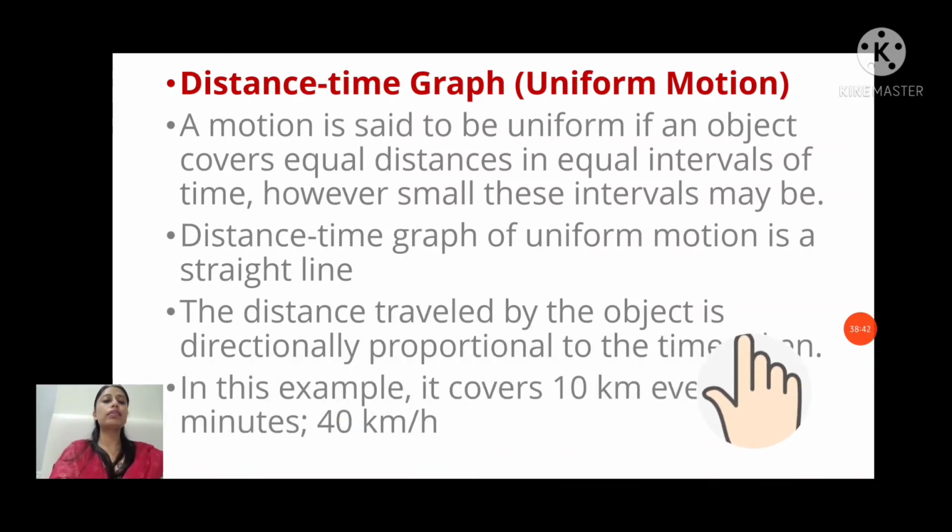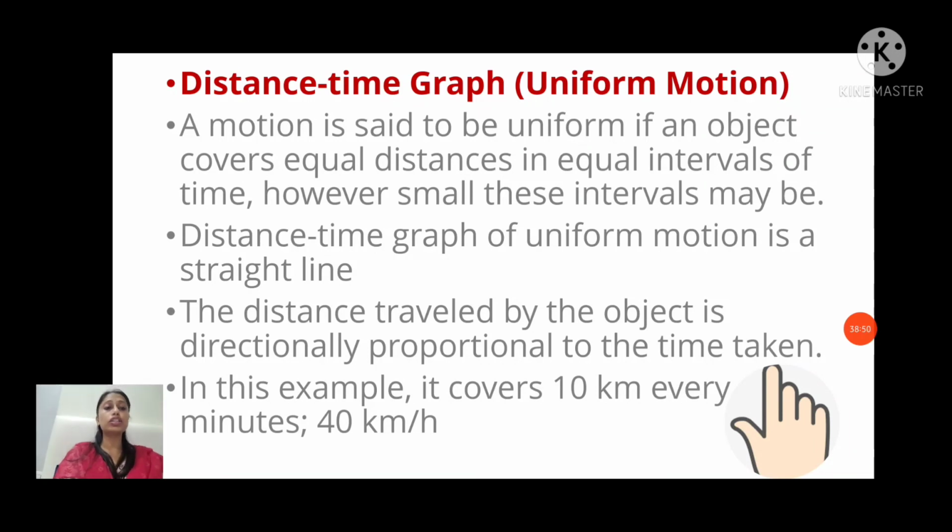The distance travelled by the object is directly proportional to the time taken. Directly proportional means in direct relation to the time. If the time is increasing, the distance also will increase, and if the distance is increasing, the time is also increasing.